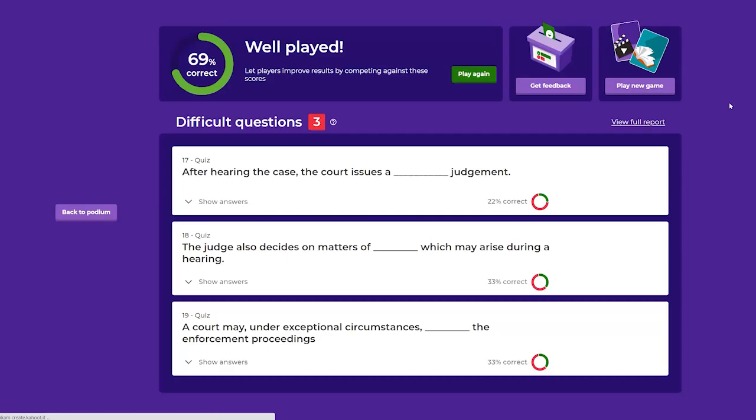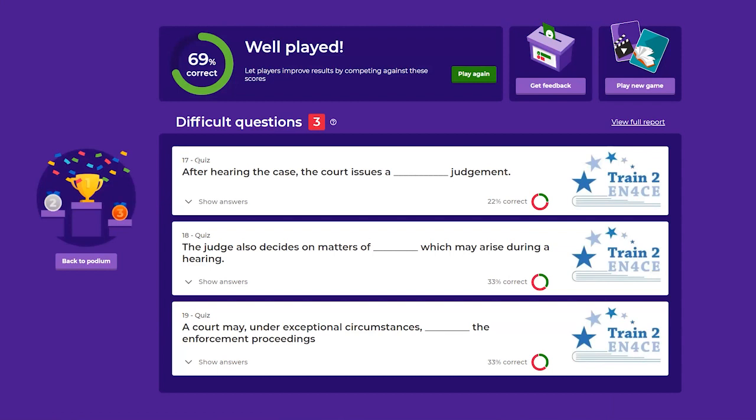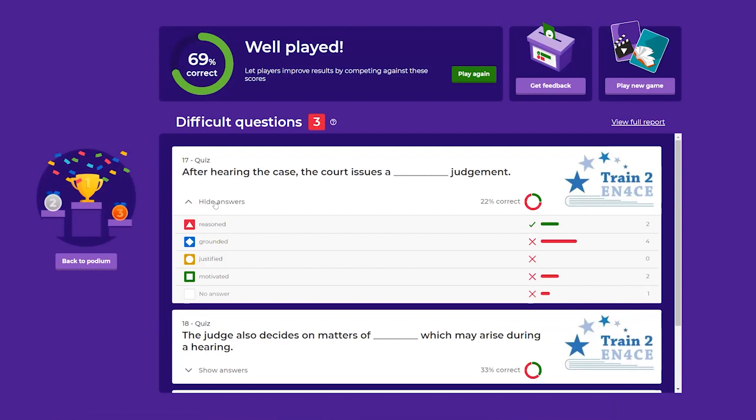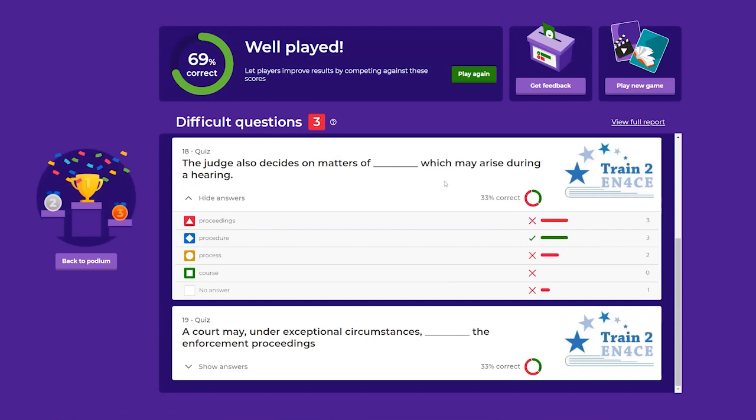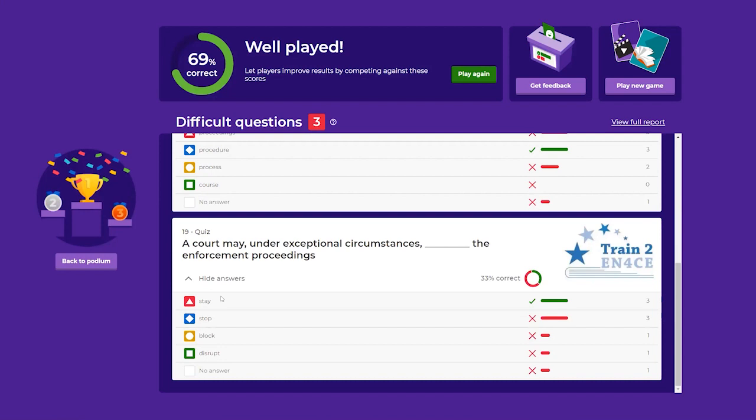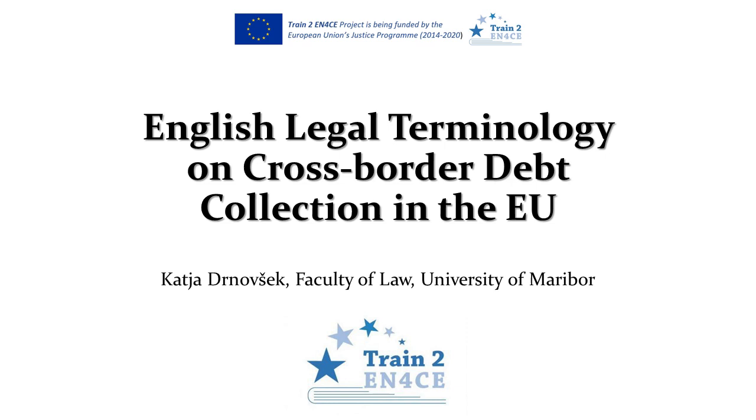So the difficult question seems to be this. After hearing the case, the court issues what judgment? Grounded judgment was what most of you said, and it should be reasoned judgment. The judge also decides on matters of procedure was the right answer, which may arise during a hearing, and a court may, under exceptional circumstances, stay the enforcement proceedings was the correct answer here. You did very well though, so congratulations to everyone. I hope you learned something in spite of the questions being very, very easy apparently.